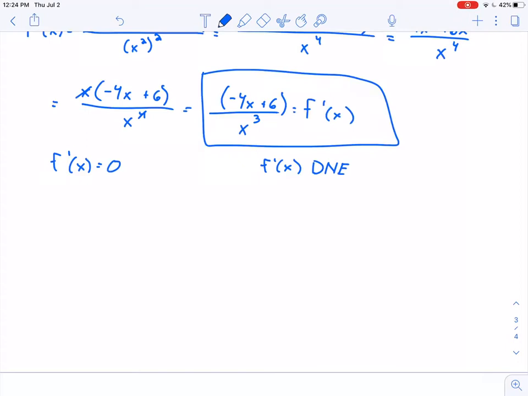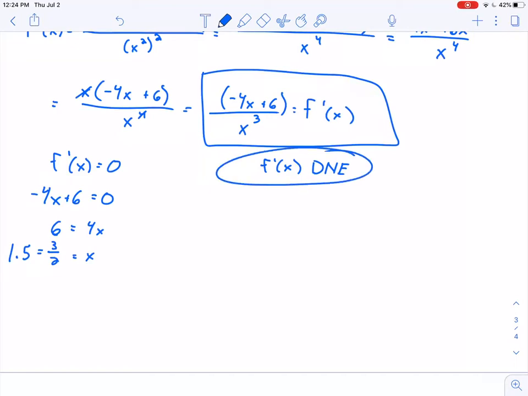F prime of x is equal to 0. Here we have a rational function, so you can just take the numerator and set it equal to 0. So I will take negative 4x plus 6, set that equal to 0. Here 6 equals 4x. So x is 6 over 4, which is 3 over 2, or if you really want, we'll say 1.5 as a decimal.